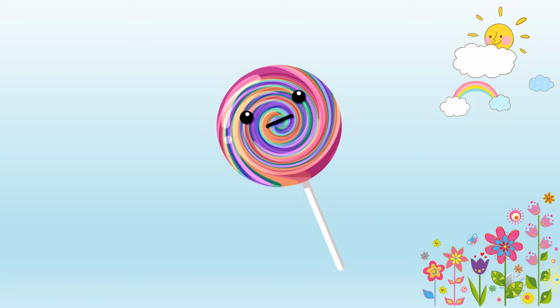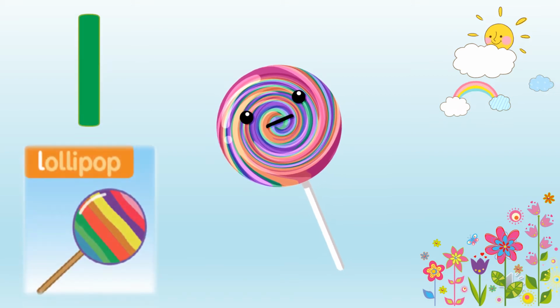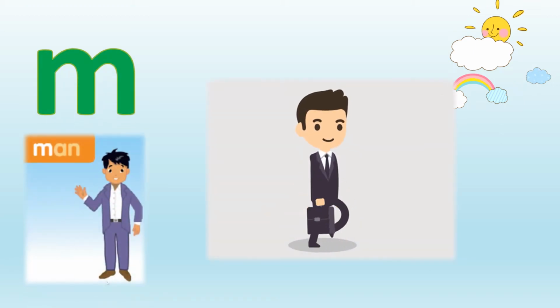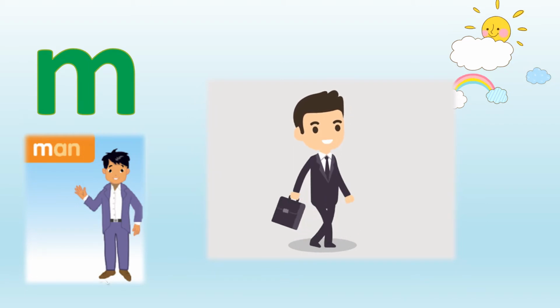Next word. Lollipop. L. Lollipop. Cây kẹo mút. And next, move to letter M. Bây giờ chúng ta di chuyển qua tới chữ M. Man. M. Man. Man là người đàn ông.